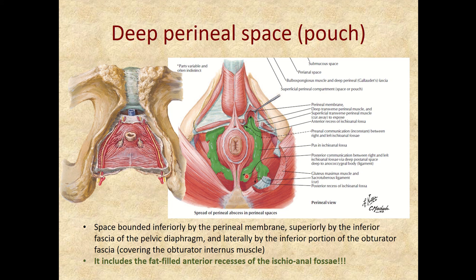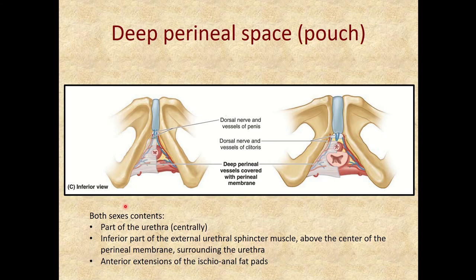I wanted to point out clinically, it's important to know that with the ischioanal fossa, for example, they're showing pus here, you can see that it can go anteriorly underneath, or really superior to, the perineal membrane and get into the deep perineal space. So both sexes in the deep space have part of the urethra passing through, have an external urethral sphincter, and have the anterior parts of the ischioanal fossa, like I showed you in the last picture.